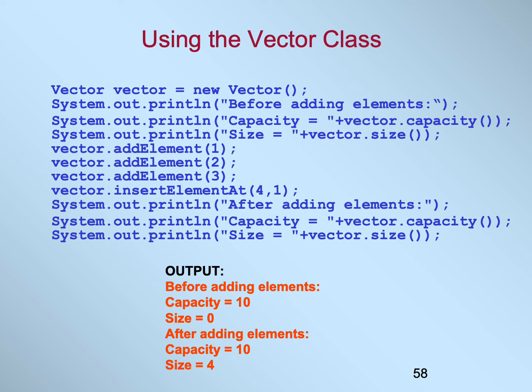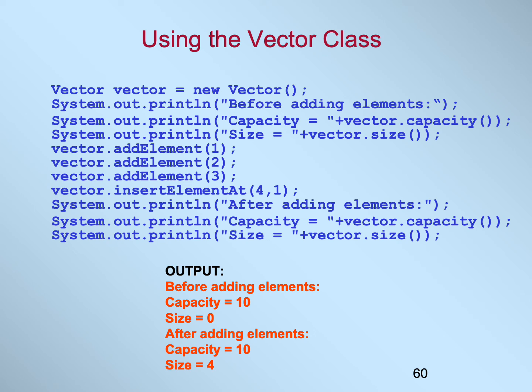So we can add the elements by writing vector.addElement(1). So we are adding the value 1 to index 0, and then we add element 2 to index 1 and element 3 to index 2. Then in the next line, we have vector.insertElementAt(4, 1). So over here, 4 refers to the value that we want to add, and 1 refers to the index number. So we want to add the value 4 at index 1. What do you think the output would be?